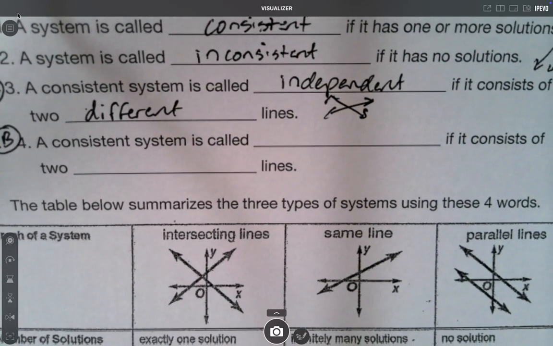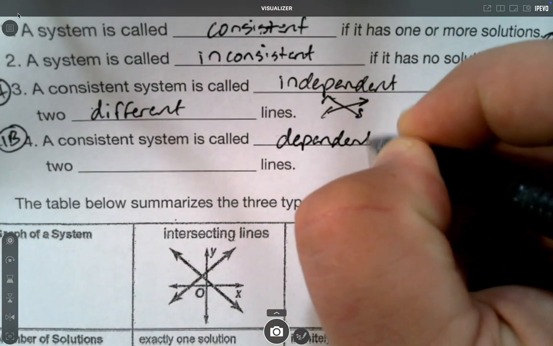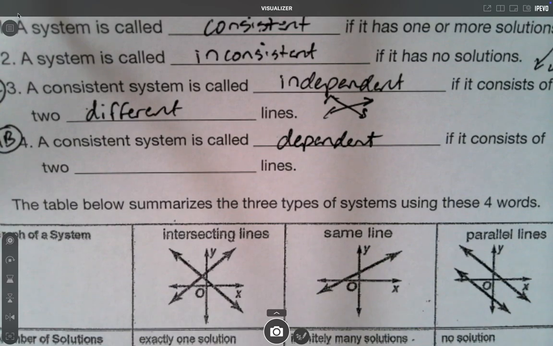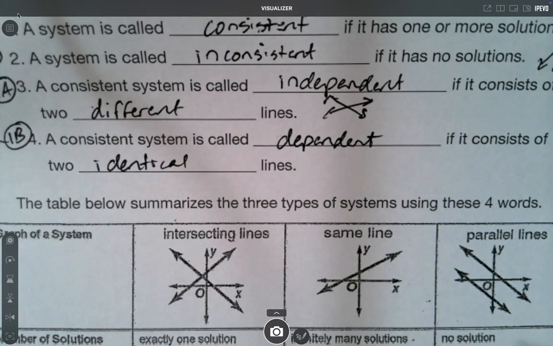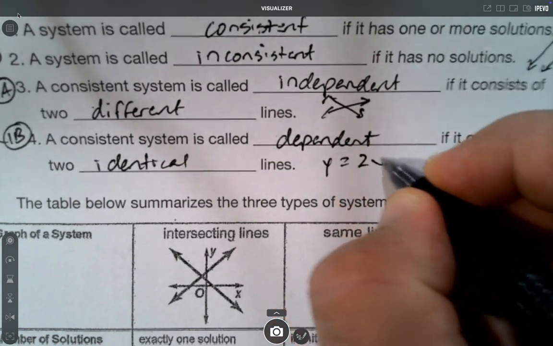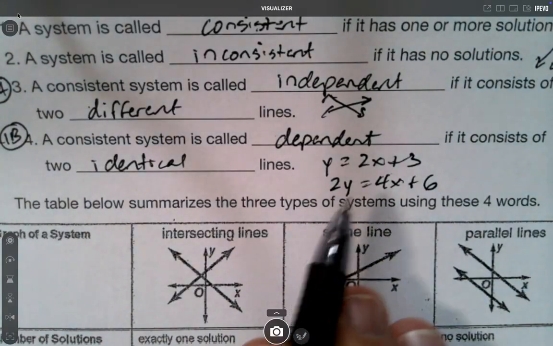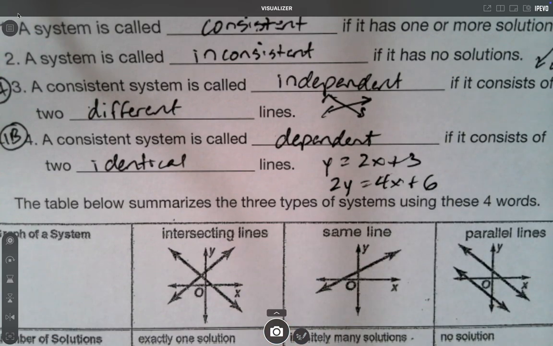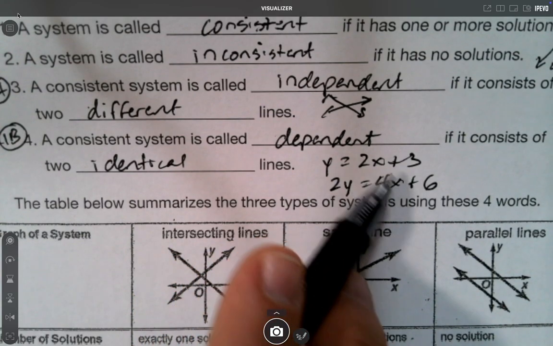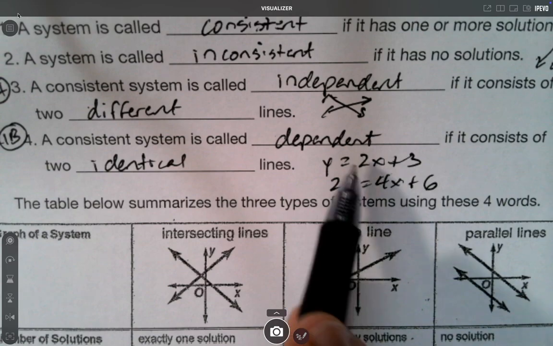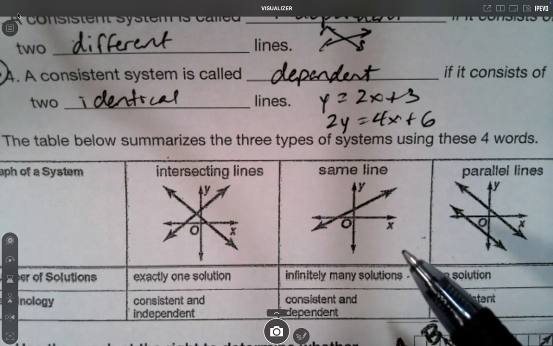A consistent system is called dependent if it consists of two identical lines. So in that case, you may have something like y equals 2x plus 3 and 2y equals 4x plus 6. And at first glance you're like, oh, well that's two different equations. But really it's the same equation. All they've done is multiply everything by 2 to get to this second equation. So even though they gave you two equations, it's really the same line. So they do meet. In fact, they meet at every point on their line.